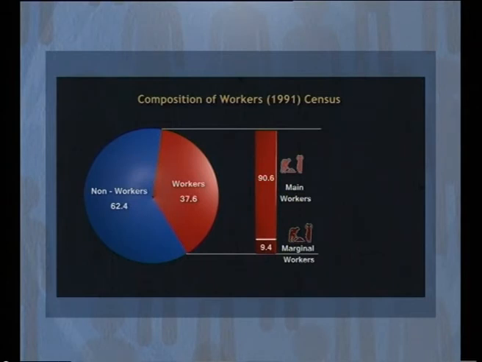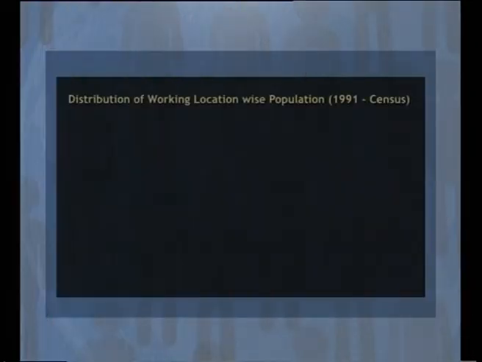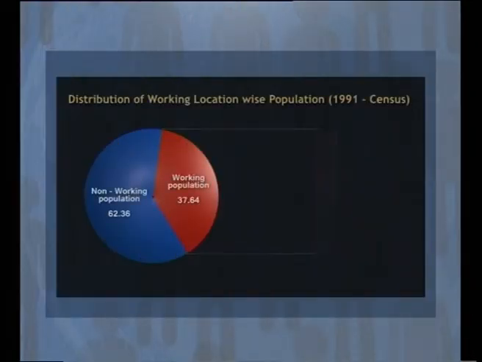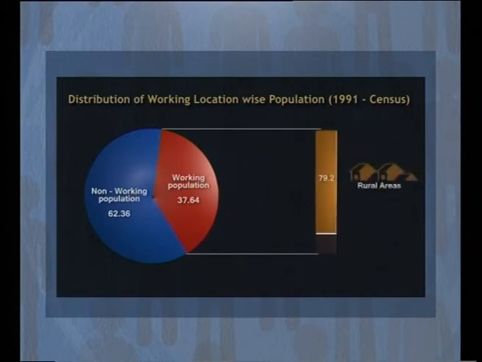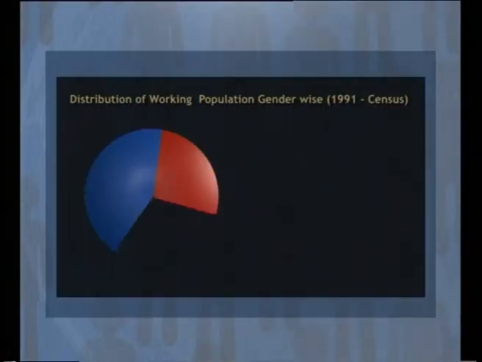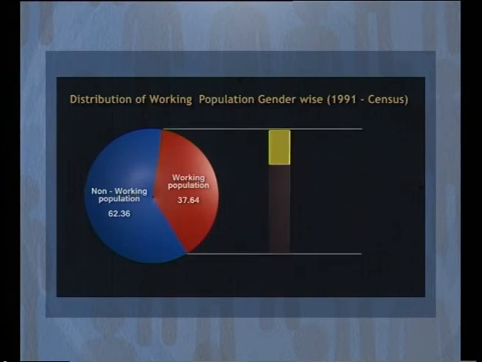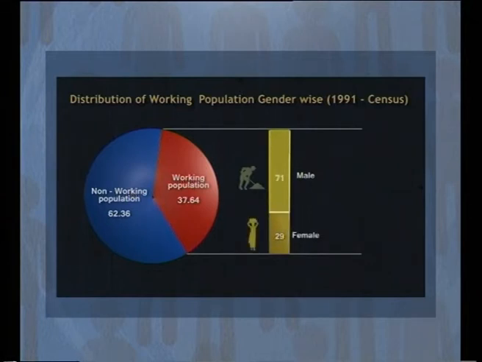Further, out of the total working population, 90.6% were main workers and 9.4% were marginal workers. If we look at their distribution location wise, we understand about 79.2% were in the rural areas and 20.8% in the urban areas. If we look at the gender wise distribution, out of 314.9 million total workers, about 71% were the male workers and 29% were the female workers.